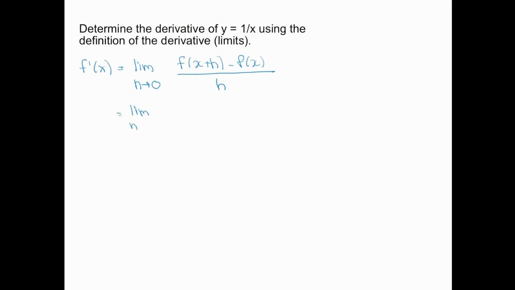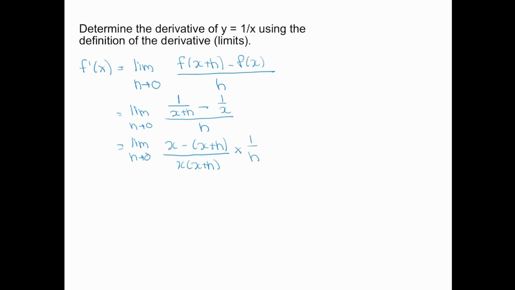So my limit as h approaches 0 is, f at x plus h in this case is going to be 1 over x plus h minus 1 over x, all over h. Now, to subtract these, we need a common denominator, which means we need to do some mathematical gymnastics here to make sure we've got a common denominator. So when we get our common denominator, we are left with x minus x plus h all over x plus h times 1 over h.